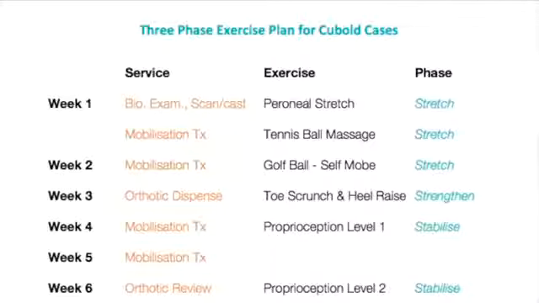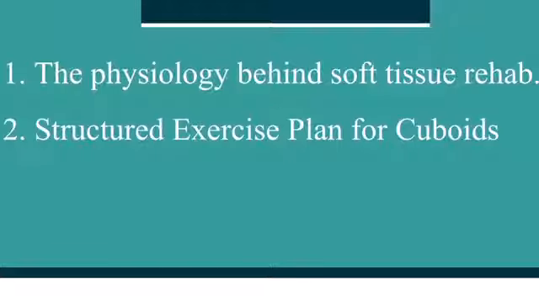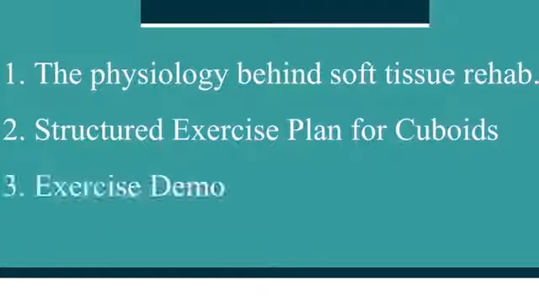How cool is that? So to summarize, you've learnt 1, the physiology behind the 3 phases of soft tissue rehabilitation. 2, the structured exercise plan that we found to be most effective and comprehensive for maintaining functional cuboids. And 3, the actual exercises outlined for you. Okay, well, you're all set now.